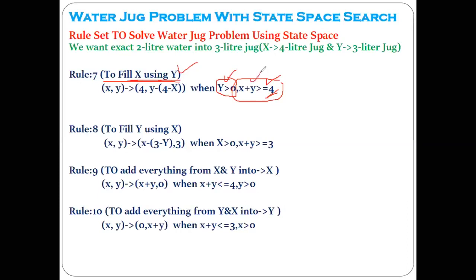Okay. Then the state space representation for this is like this: X comma Y implies, now what do we have to do, you have to fill X completely using Y. If you fill X completely using Y, X will become 4. And from where are you going to put water into X? Y. So what do we have to mention for Y? Y minus 4 minus X.